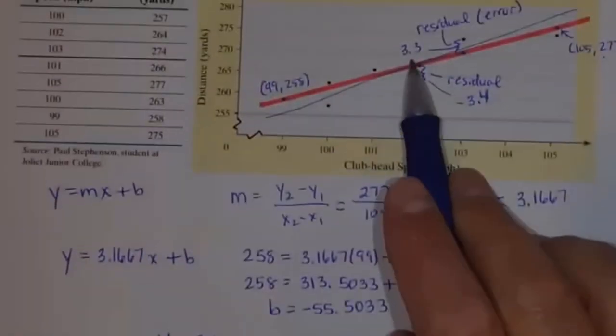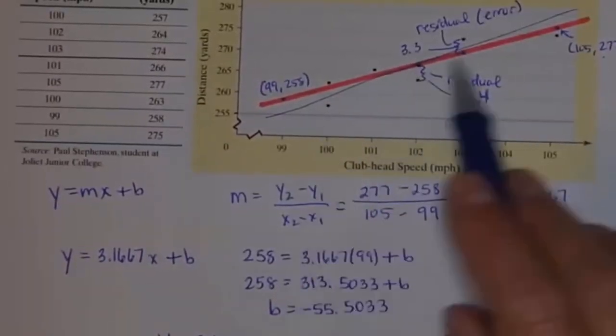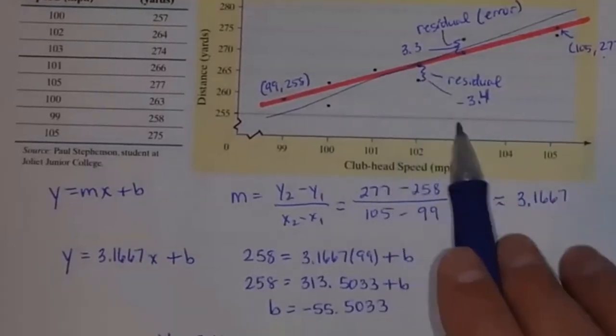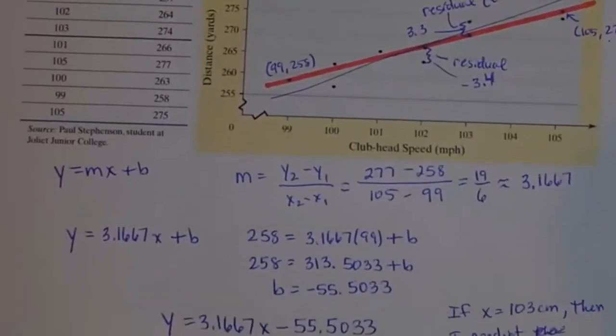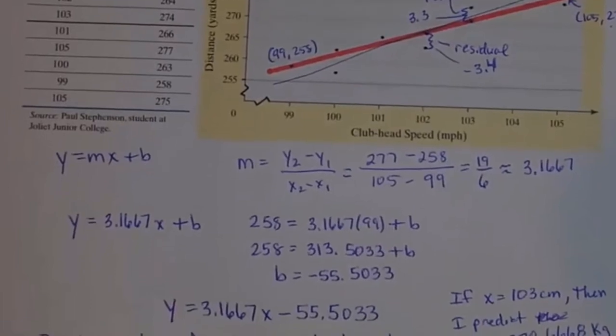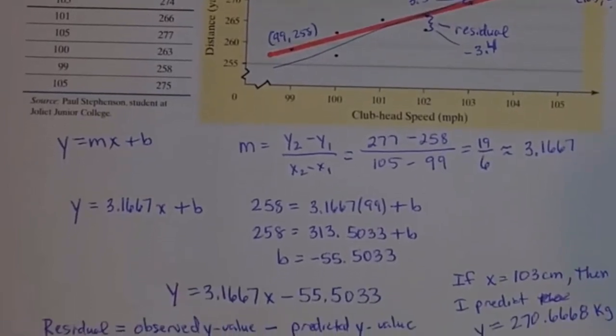So again, I would find the residuals for each point, square those and add those up. And the line that has the smallest sum of squared residuals is the best line that could possibly be drawn through those points. In this case, it would not be that red line. That would not be the best line.